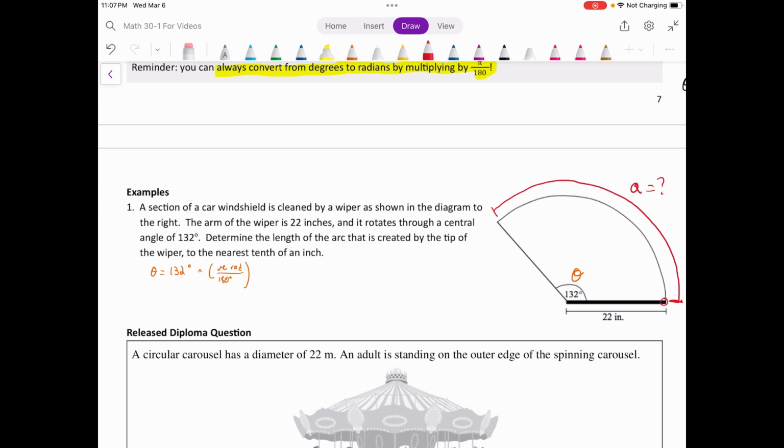You can always quickly double check that our units cancel out as expected, but degrees over degrees, those do cancel out. And so we get 132 over 180 pi radians. Could we reduce that fraction? Sure. But since we're getting everything to the nearest tenth of an inch here, honestly, probably good to just work in a decimal here. So I'm just going to do 132 times pi over 180.